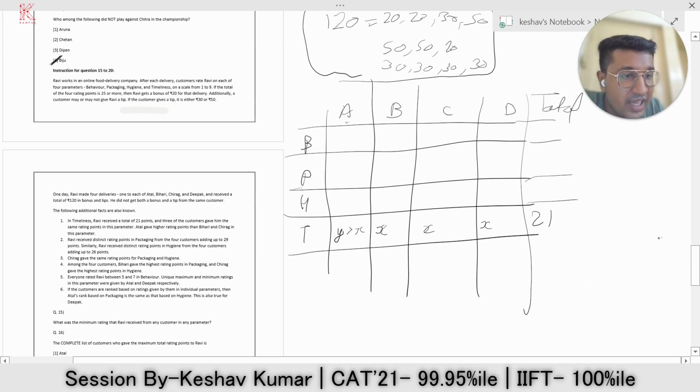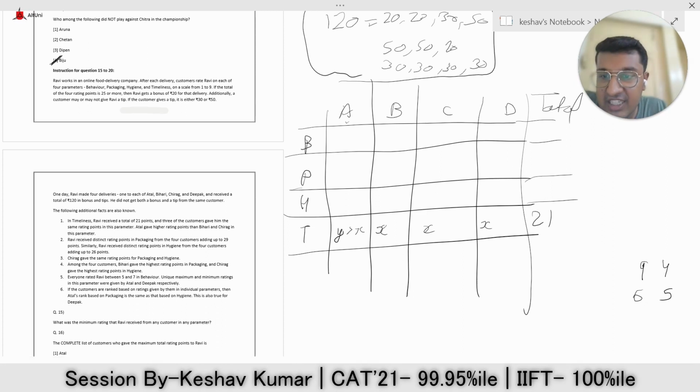See, if you put X as 3, Y must be 12, which is not possible. If you put X as 4, Y must be 9, which is possible. And if you put X as 5, Y must be 6, which is again possible. And if you put X as 6, then Y must be 3, which is not possible. So only two cases are possible, 9 and 4, and 6 and 5.